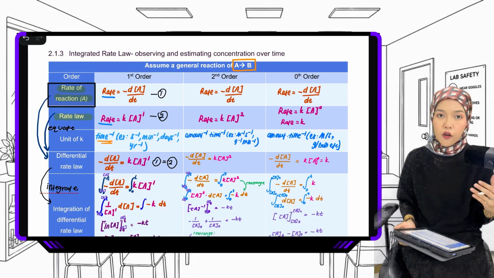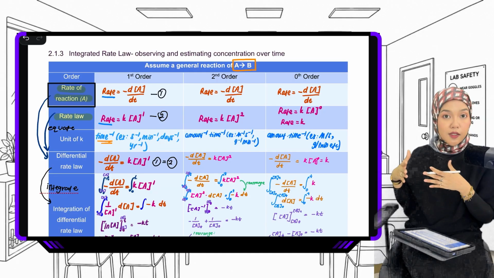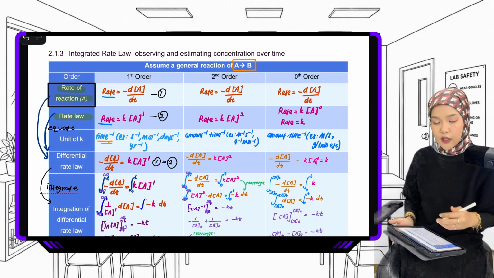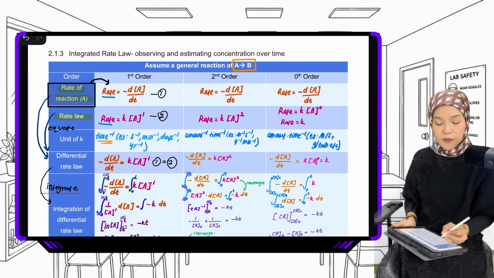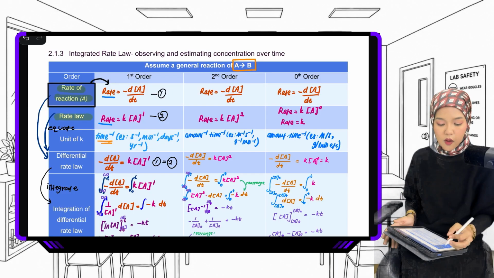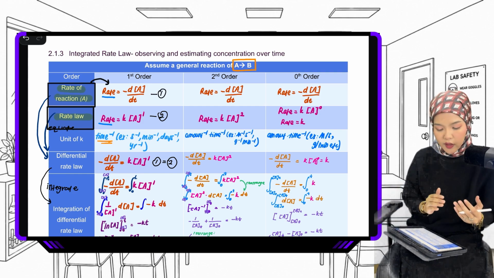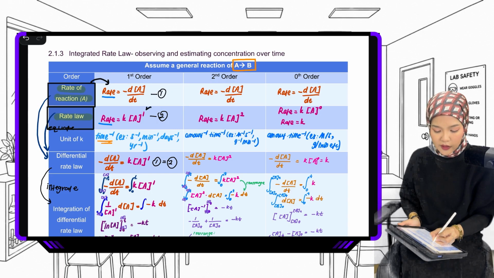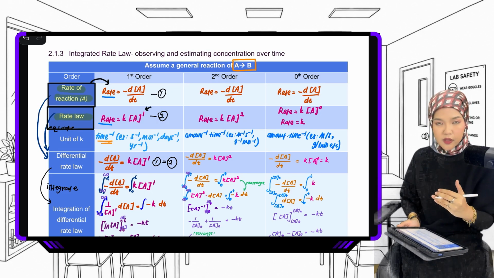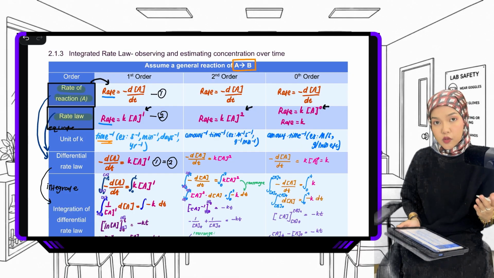Actually we start with the rate of reactions. So rate of reaction is equal to the change in concentration over change in time. Okay, and then if we were to write the rate of disappearance of A, we can write it this way. It's all the same for all orders. Then we have what we call the rate law, which equates the rate and the concentration. For first order, the power is equal to 1. For second order, the order is equal to 2. For zero order, the order is equal to 0. So the rate will just be equal to k.